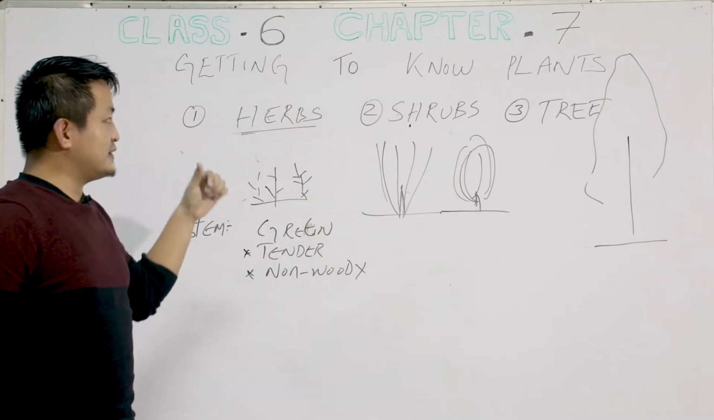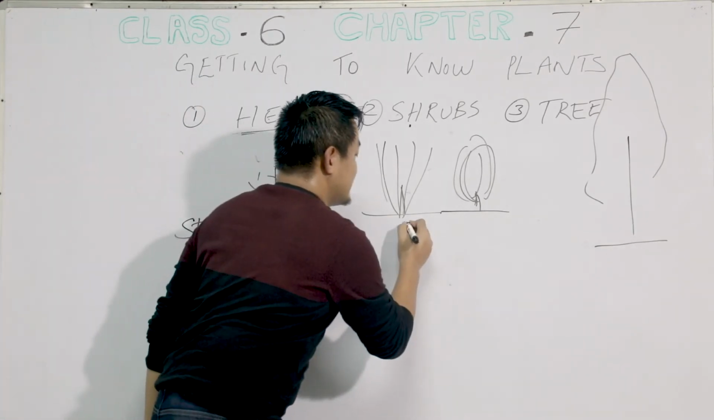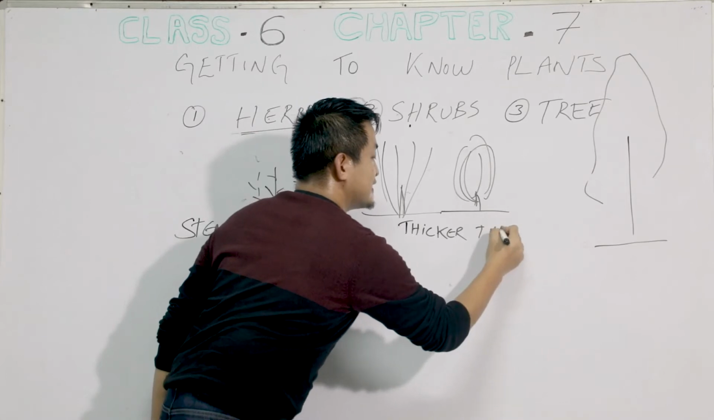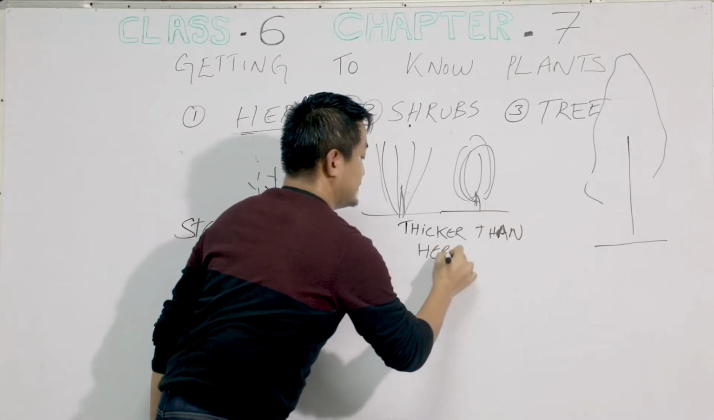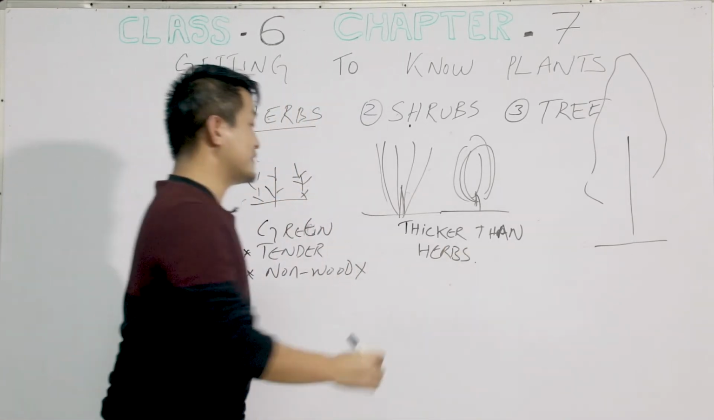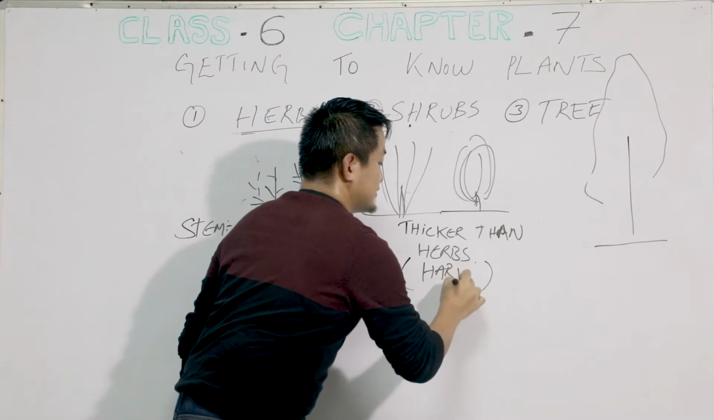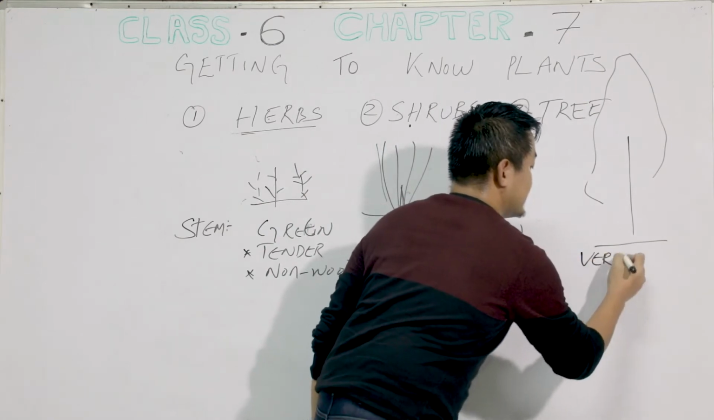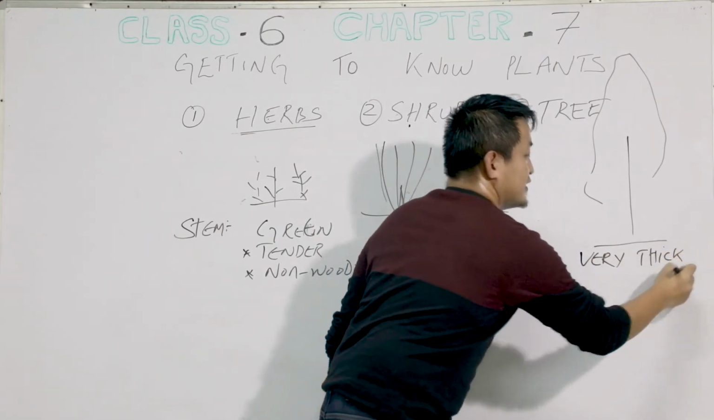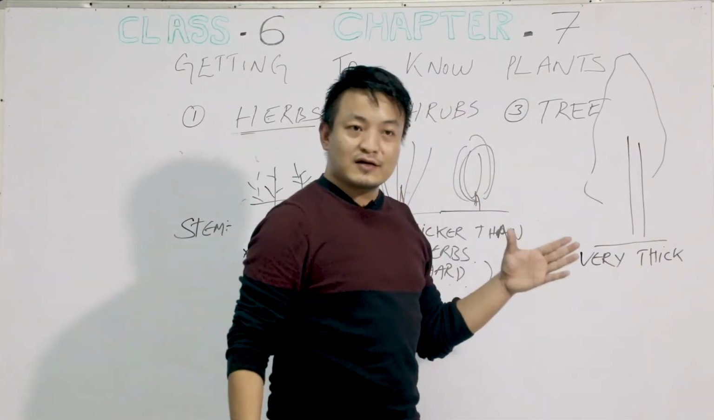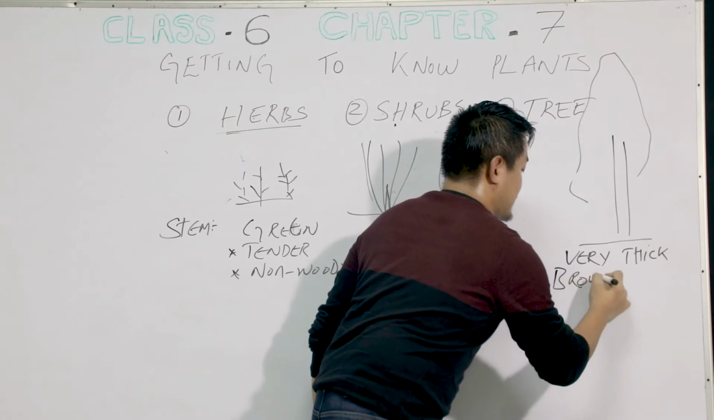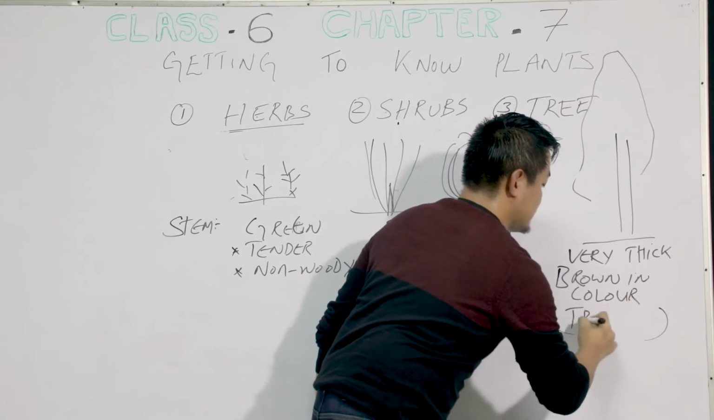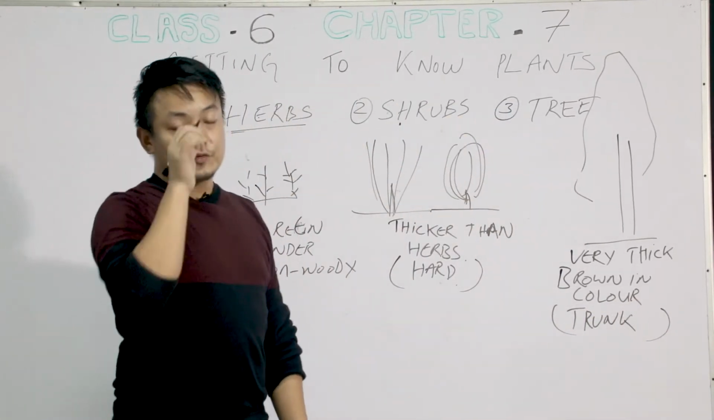Now, for the shrubs, the stem is thicker than the herbs, okay? Clear? It's hard. In other words, it is hard. Now, what about the tree? For the tree, it is very thick. The stem is brown in color, right? Brown in color. And we call it as what? Trunk. Clear? We call it trunk.